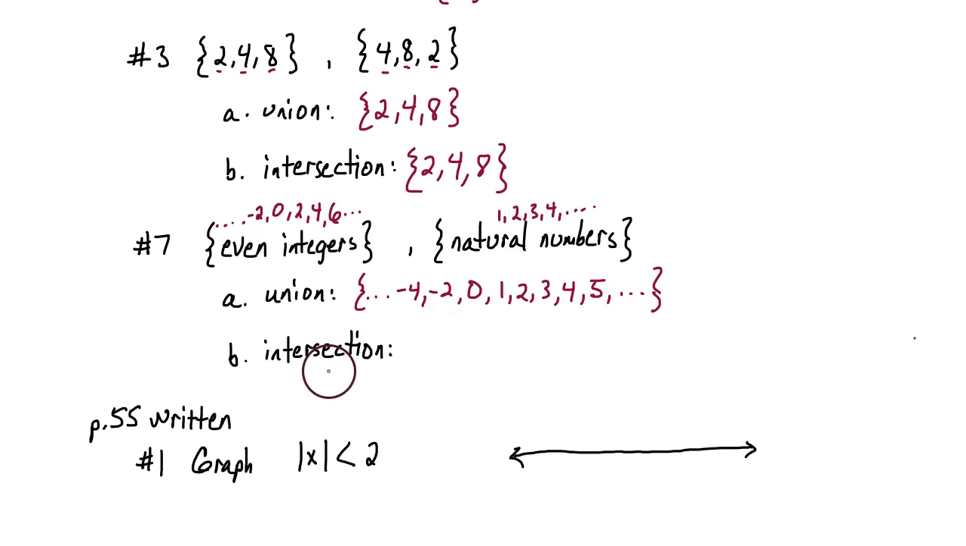Now the intersection. What are the numbers that are in both of the sets at the same time? Well, none of the negative even integers are in that second set, so we don't want to include those in the intersection. We can't include 0 because it's not in the natural number set. We can include the number 2 because it is in this first set and it's in the second set. We can also include the number 4 because it's in both sets, and the number 6 and the number 8, and so on forever.